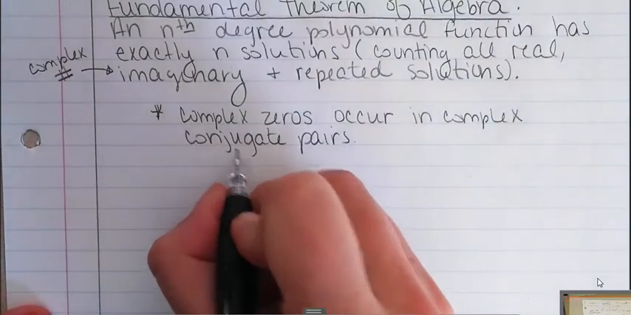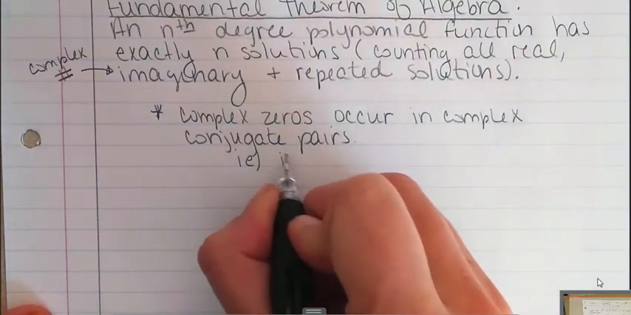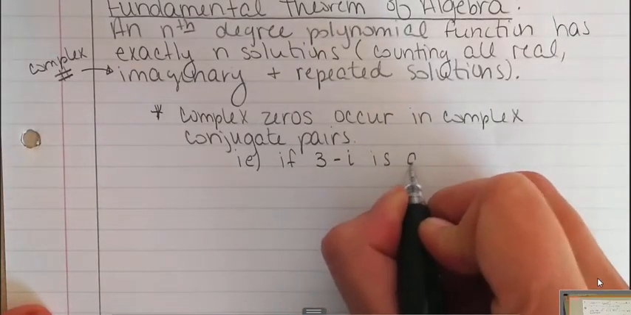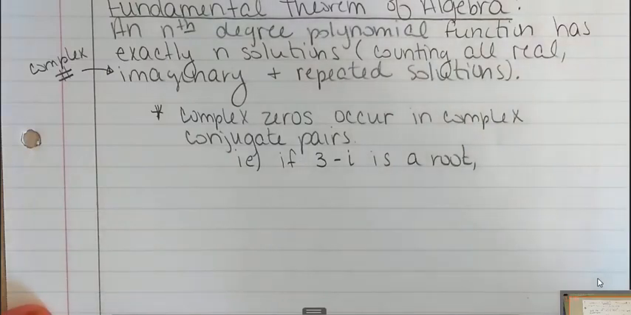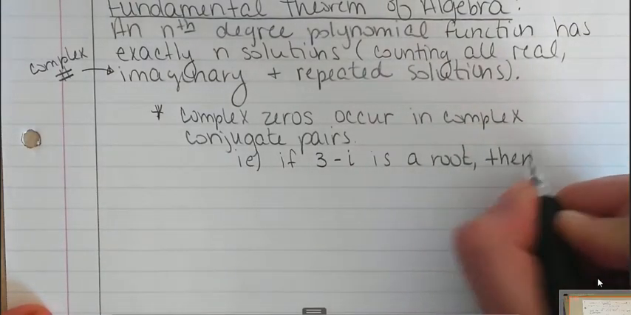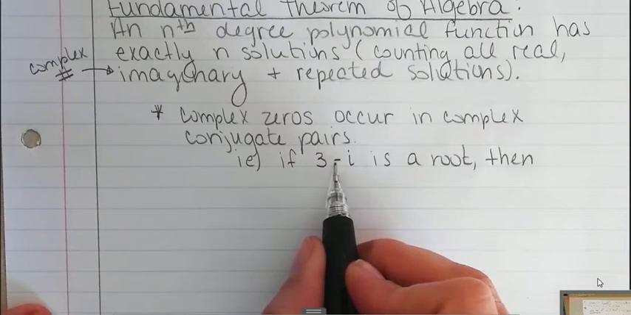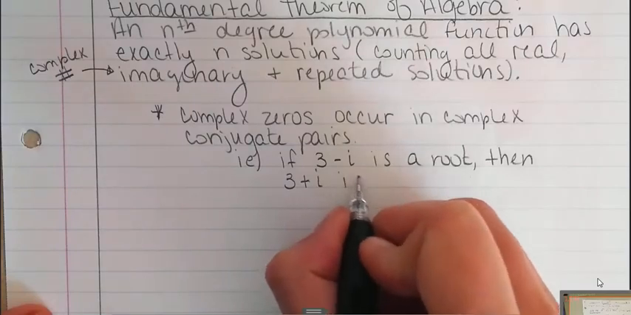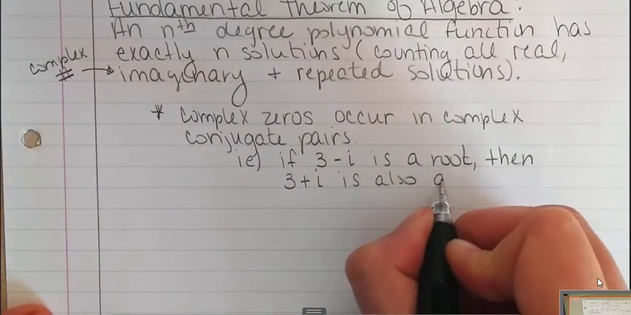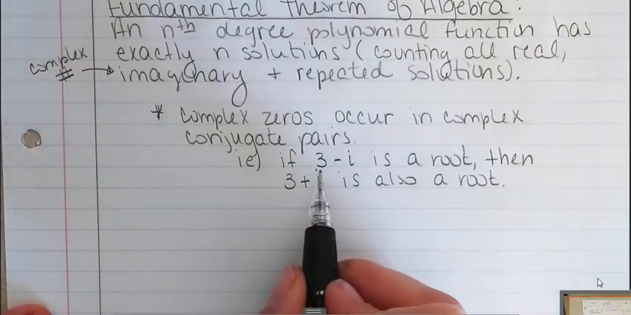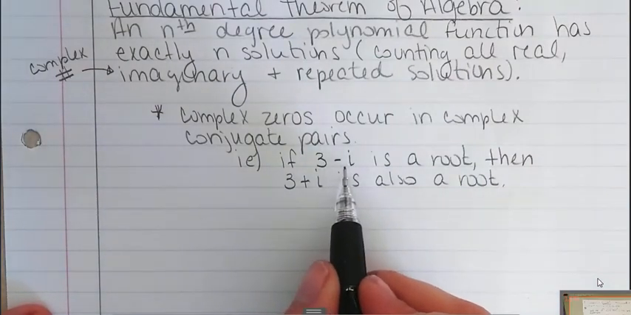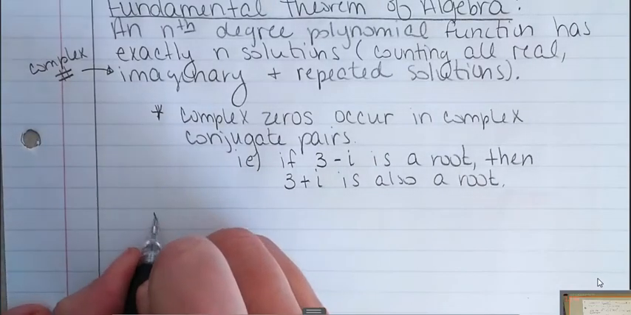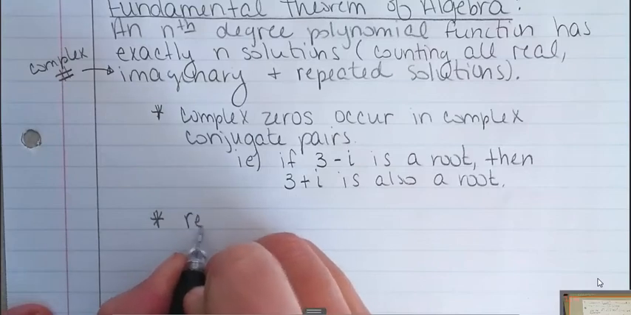Okay, so what do I mean by that? Well, for example, if we have 3 minus i is a root, then the complex conjugate, remember, it's basically that opposite sign in the middle, so then we'll also have 3 plus i. It's also a root. So if you're given one root that's a complex number, remember, its conjugate is always going to also be a root.